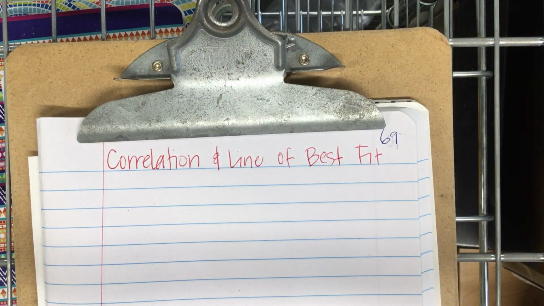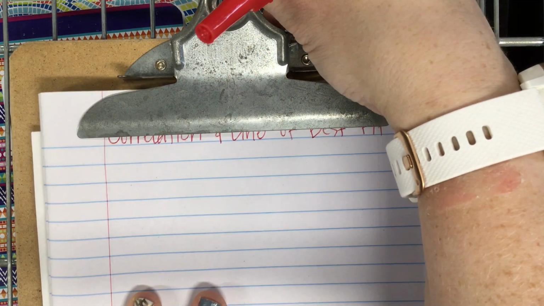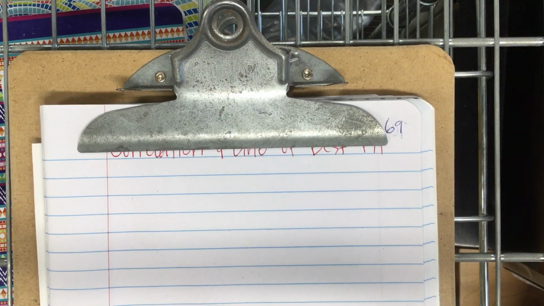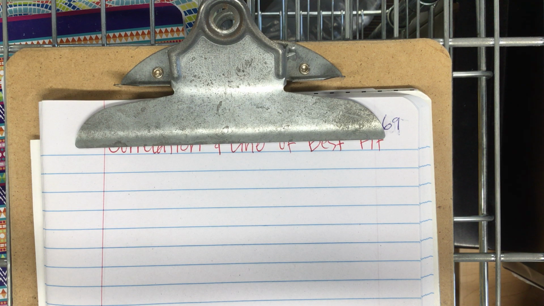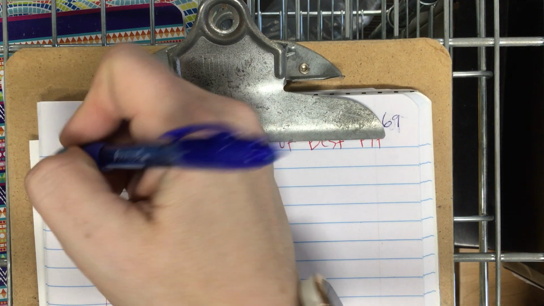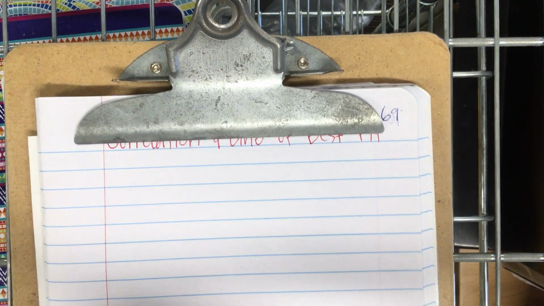Okay, correlation and line of best fit. We talked a little bit about correlation yesterday in passing. Correlation is the relationship. It has the word relation inside of it, right? Correlation.